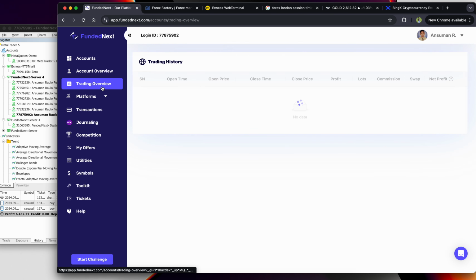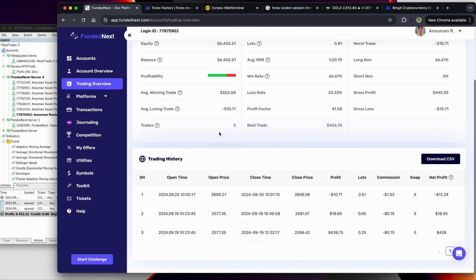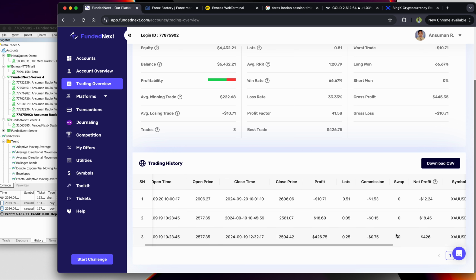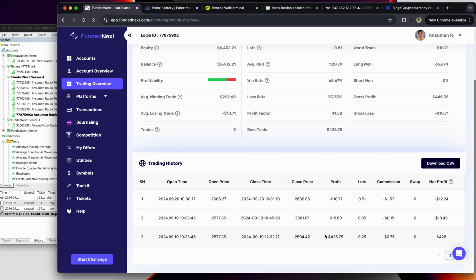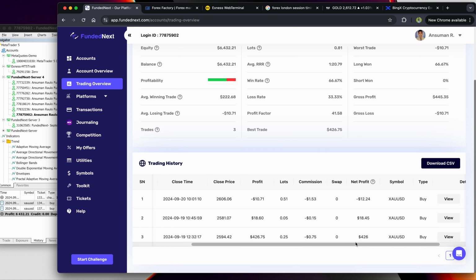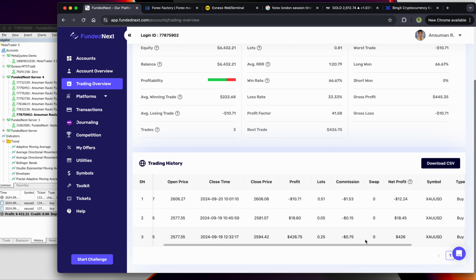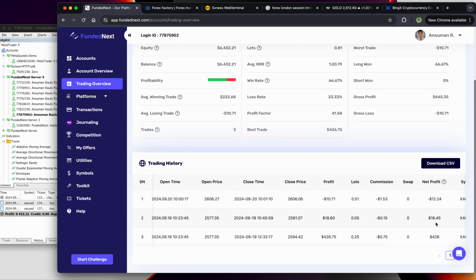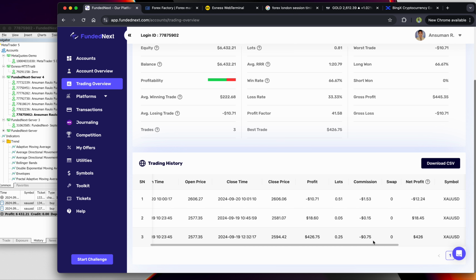Let me show you also the trading overview. These are the trade histories, guys. This was my first trade. This third number trade was my first trade, and it was for $26. But the second trade, which you are seeing with a profit of $18.45, was my partial quantity booking of 0.05 lots. Means it is a derivative of this trade only.